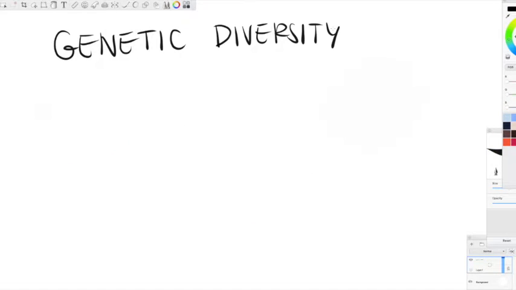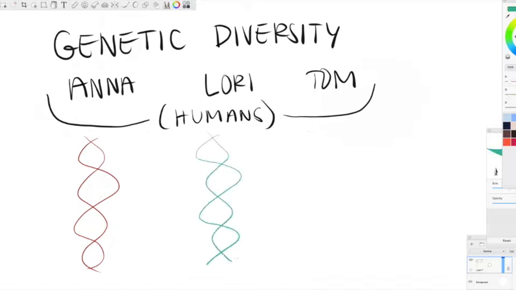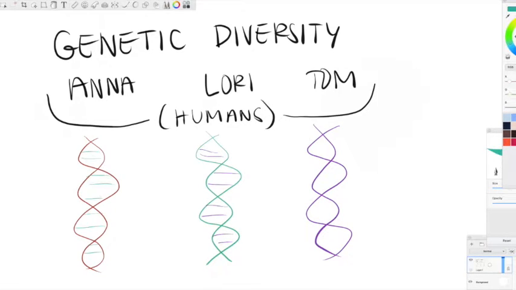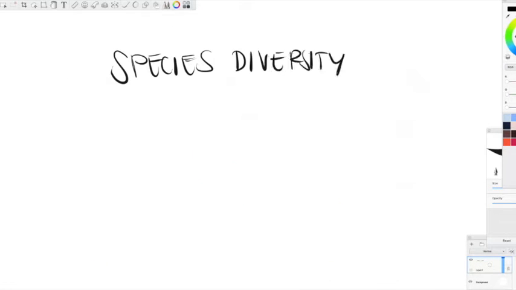Genetic diversity refers to the variation of genes among individuals of the same species. For example, not all humans look or are shaped the same way, but we are all a part of the same species. Species diversity refers to the variety of species present in an area, including the number of different species that are present, as well as their relative abundance.